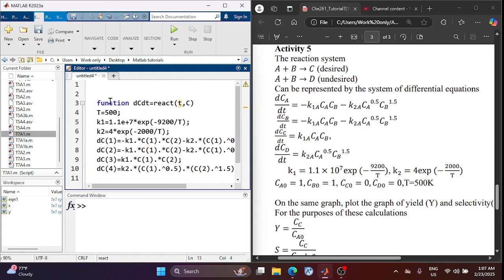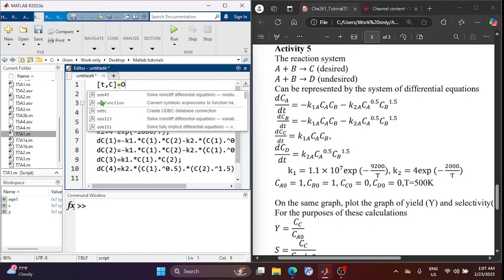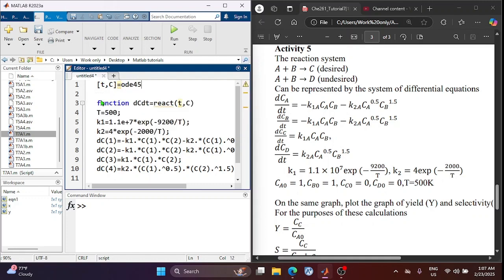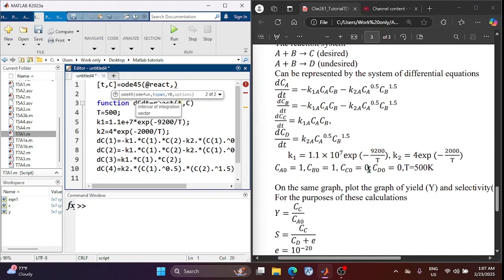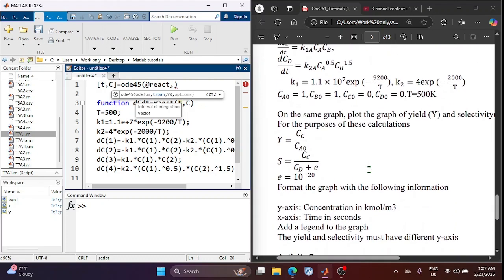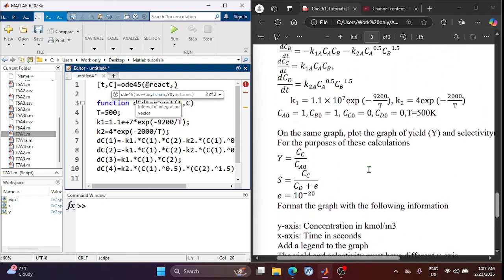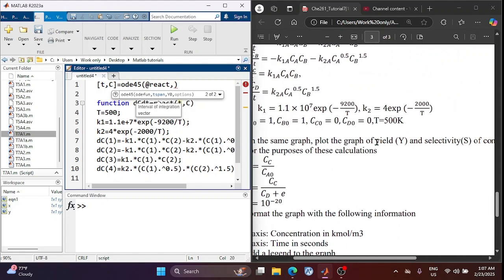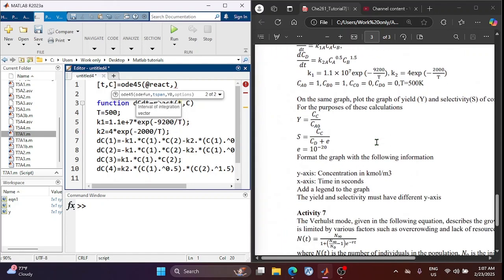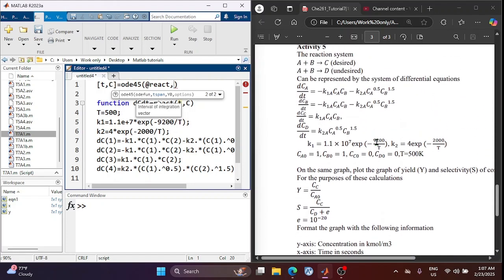Now if I want to solve this differential equation, remember we can do something like this. So I can say t comma c is equal to ODE45, the function in which is react, then comma the span. I'll need a span. So I'm looking at a span of values for the time.